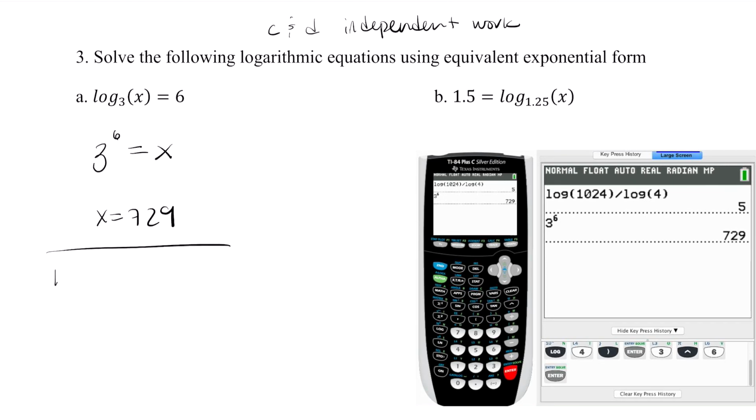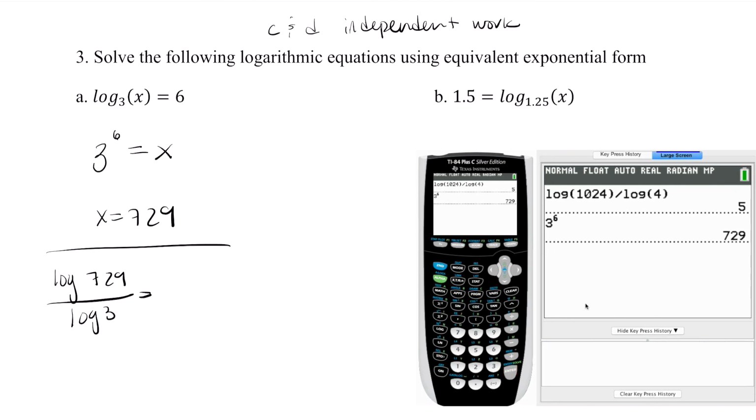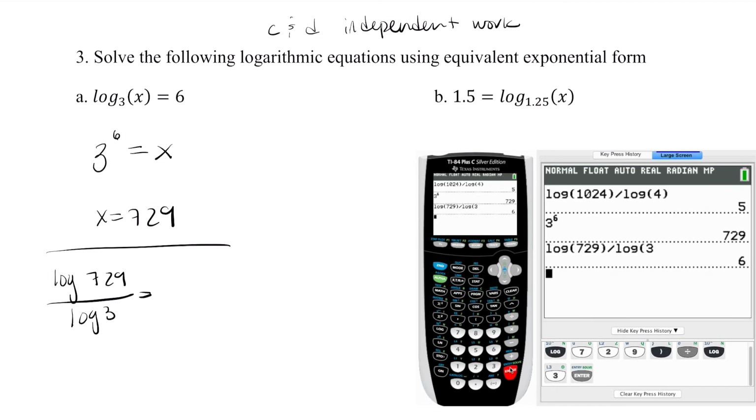And we can check log 729 divided by log 3 on our calculator. So log 729, close parentheses, divided by log 3. And you don't actually have to close the parentheses if you're done like this. I'm just going to hit enter, and that gets me 6. So we're done. All right, so now part B.